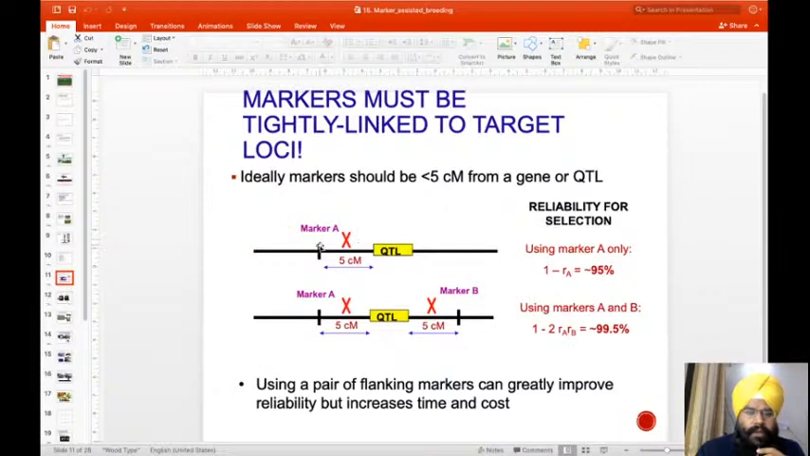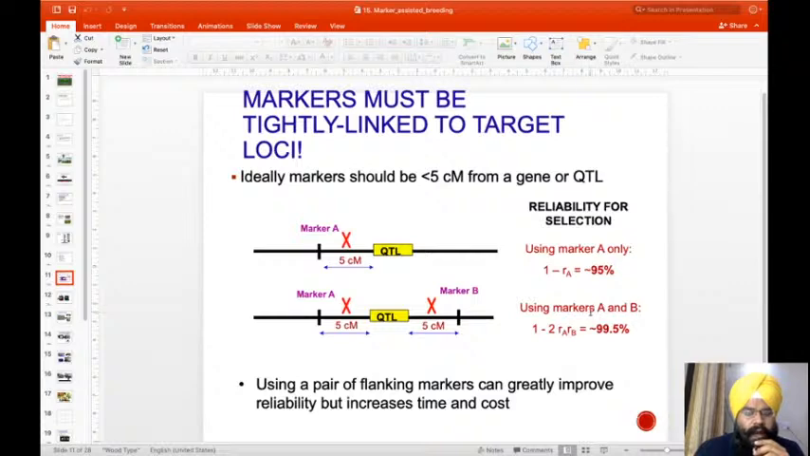So this is just a marker A. This is RA, you can say this is RB, the distance from it, and this is the percentage of marker susceptibility to it, how near it is. We calculate this by the formula 1 minus 2 RA multiplied by RB. This is approximately the reliability for selection.